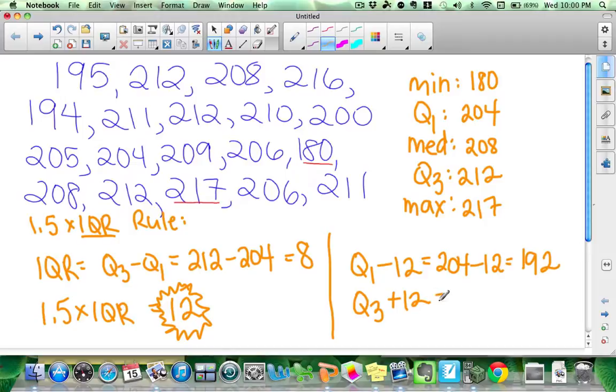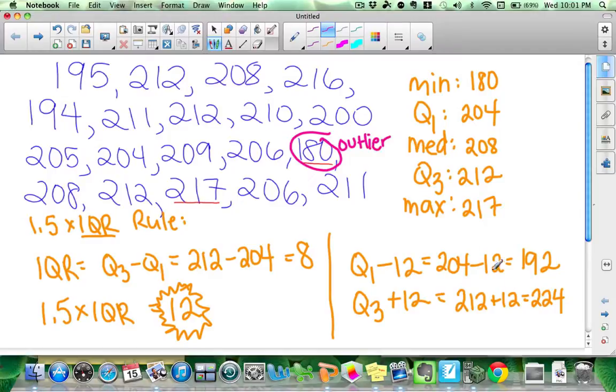And then Q3 plus 12, 212 plus 12 gives me 224. Now, why have we done this? What this means is that anything between 192 and 224 is not an outlier. Anything outside of that is an outlier. So really the first place we should look is our min and our max. Our min was 180. That's below 192. So that's an outlier.